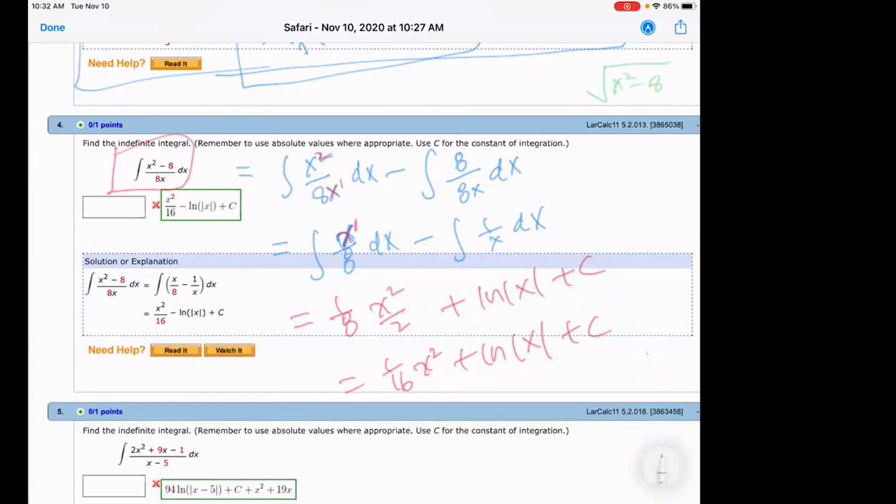x squared minus 8 over 8x. And you're going to tell yourself, okay, how can I make 8x go into x squared? And you're going to say, I need to multiply by 1/8x. So you just multiply that, you get x squared minus 8x over that. So that's it. So you only have that, right? Then subtract, then you get 0 and you have left over the 8.